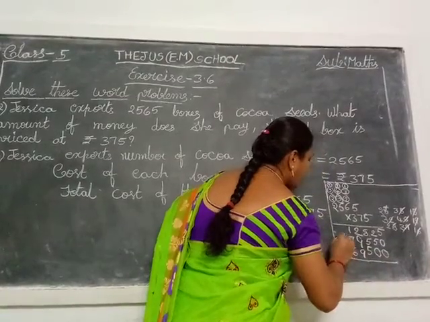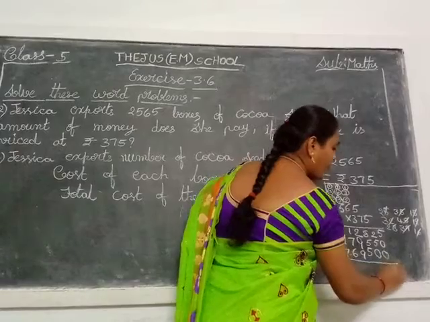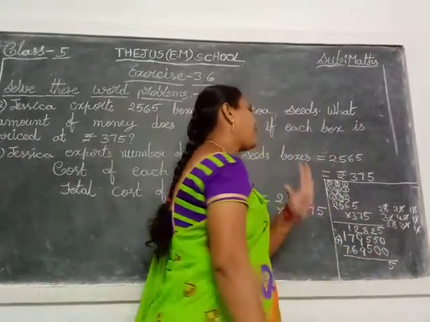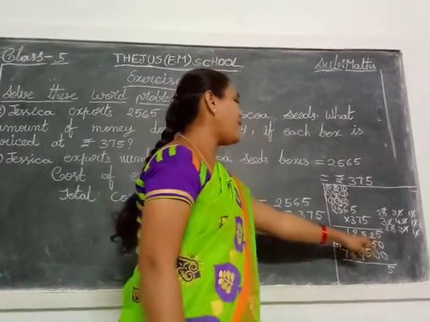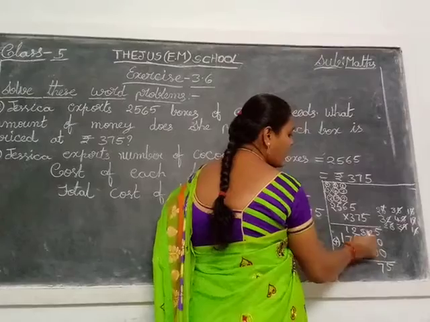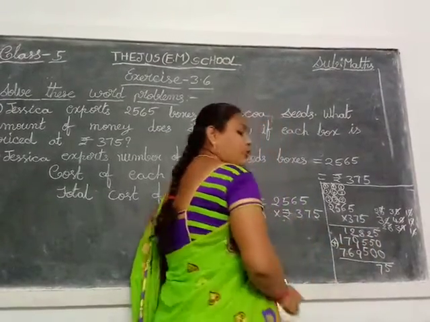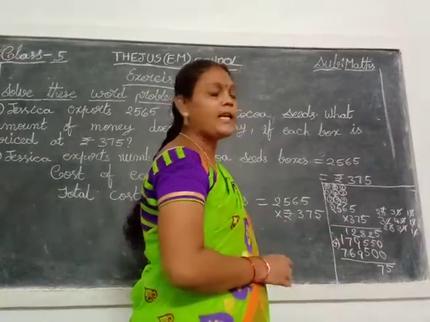Now add these 3 numbers. 5 plus 0, 5. 5 plus 0, 5. 2 keep in your mind, take 5 fingers, after 2: 3, 4, 5, 6, 7. 7 plus 0, 7. How many 5s are there, children? 2 fives. 2 fives are 10. 10 plus this 8. 10 plus 8? 18.